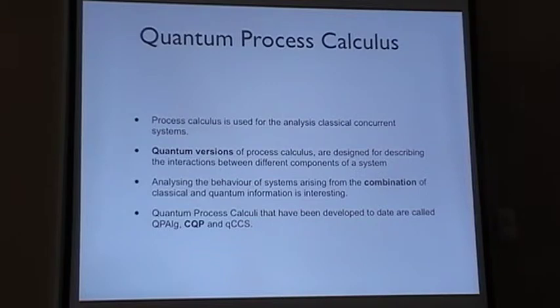Extending process calculus to quantum systems, we have quantum process calculus. Analyzing the behavior of systems which comprise a combination of both classical and quantum information is very interesting. The quantum process calculi that have been developed to date are three: QPAlg, the quantum process algebra, CQP, the communicating quantum processes, and QCCS.